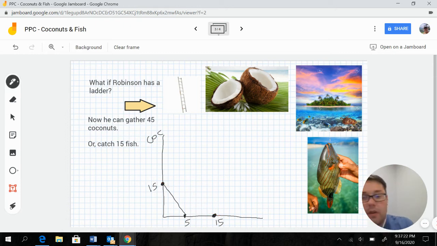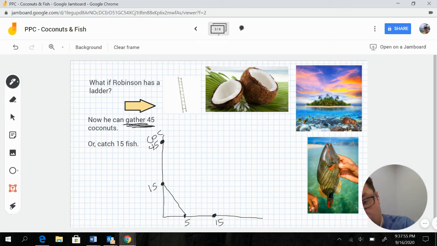Now we have a new technology, right? So Robinson has found a ladder on his tropical island. Now, what can you do with a ladder? Again, that improves productivity. It's not going to help him with his fish, right? A ladder doesn't help you catch fish, but it certainly could help you climb trees and harvest coconuts. So in this case, with the ladder, if he spends his entire day gathering coconuts, now he can gather 45 coconuts.